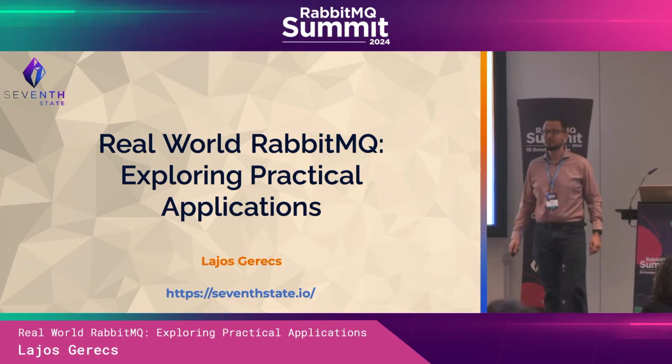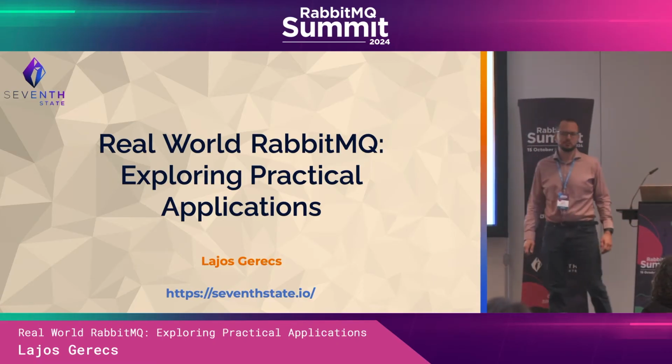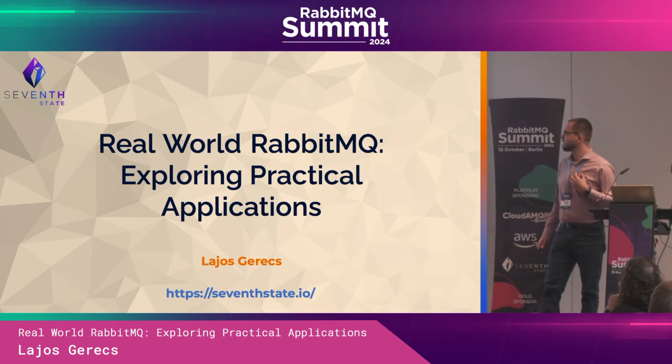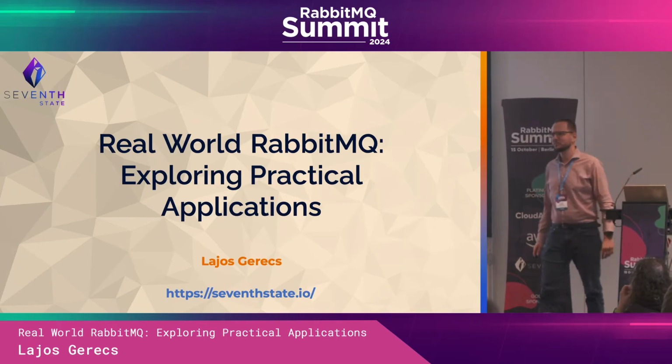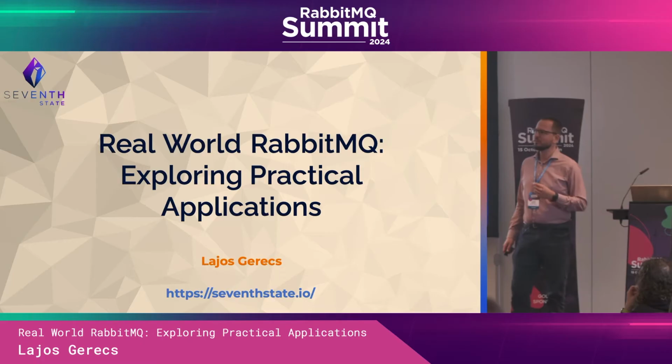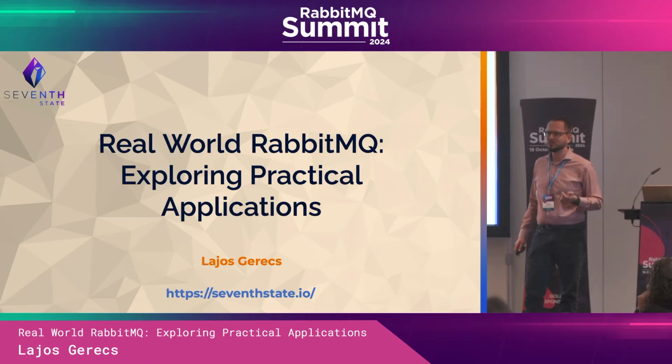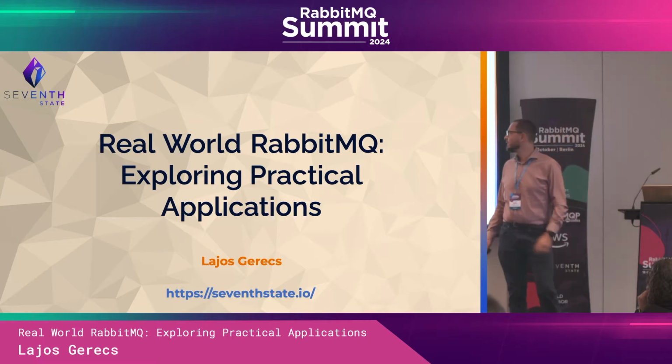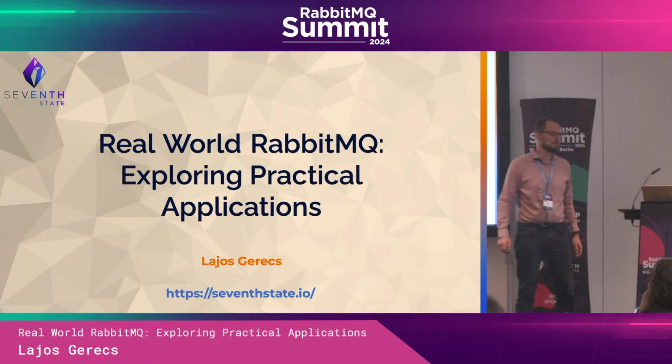I'm Lajos Gerecs. I work at 7 State, part of Erlang Solutions. I'm a senior engineer. There, I work in the RabbitMQ team, and we help our customers maintain their RabbitMQ infrastructure, design their RabbitMQ solutions, and we also do RabbitMQ support.